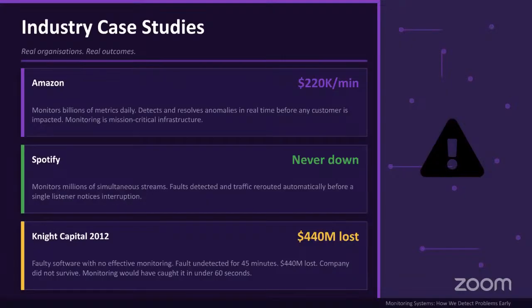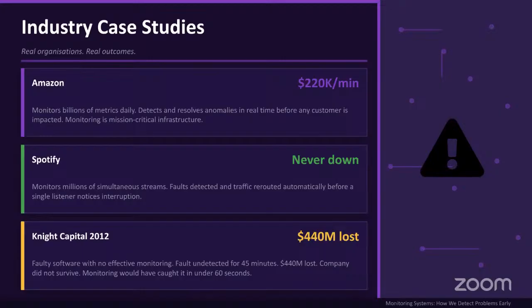So let's look at some real examples. Companies like Amazon monitor billions of metrics every day. Even 1 minute of downtime can cost a lot of money. They also have Spotify, which monitors millions of users and fixes problems before anyone notices.